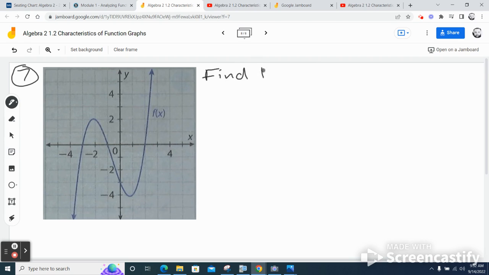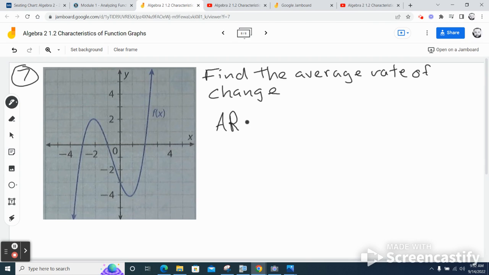Find the average rate of change. And so whenever you see the average rate of change, that's kind of like the slope. Remember, the formula for slope is y sub 2 minus y sub 1 all over x sub 2. Oops, that's a weird looking 2. X sub 2 minus x sub 1.